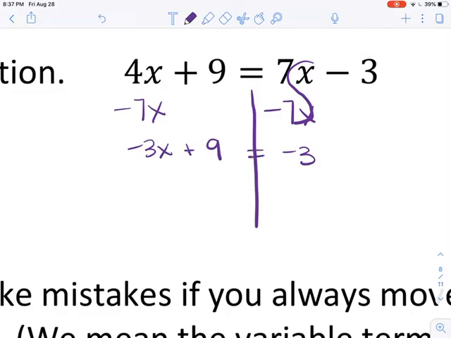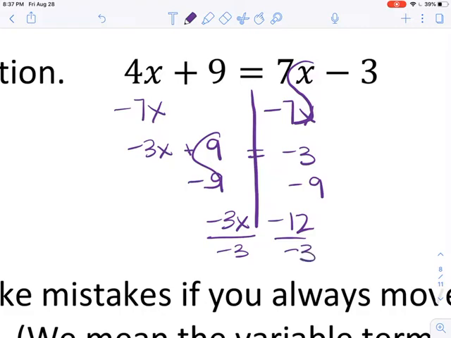And now it's a two-step equation. We know how to do these. I'm just going to undo my addition first. And I get negative 12, and then divide by negative 3, divide by negative 3, negative divided by a negative. That is a positive 4. Okay, so this is a correct way to do it.